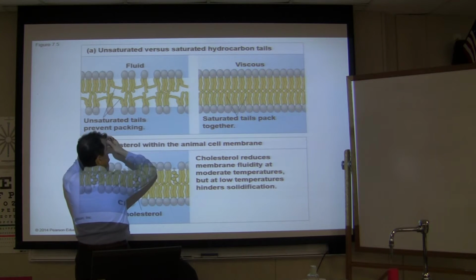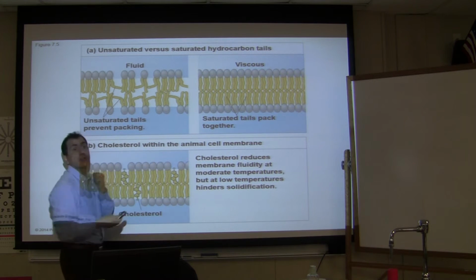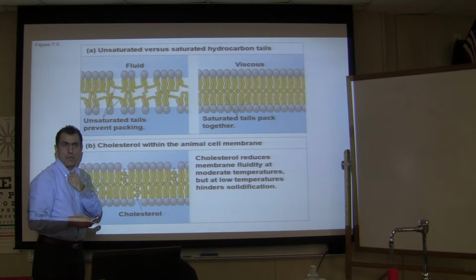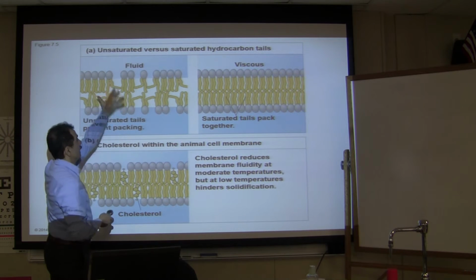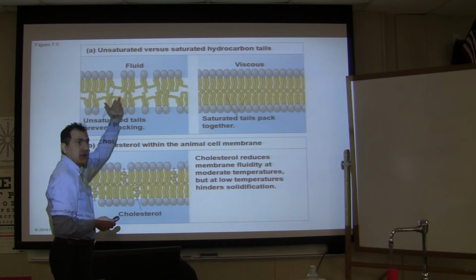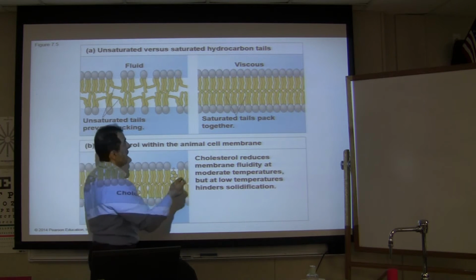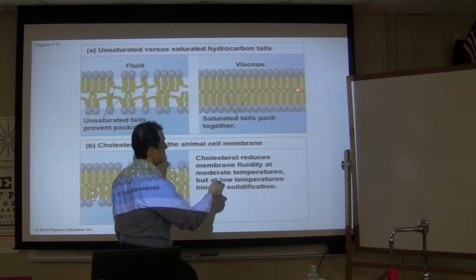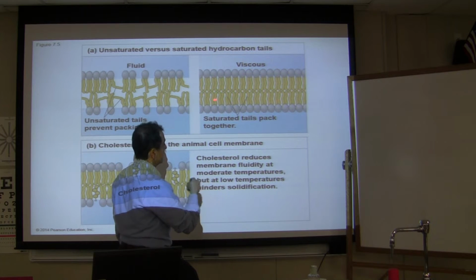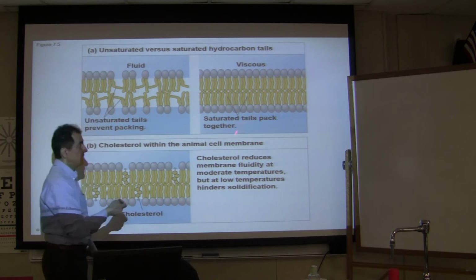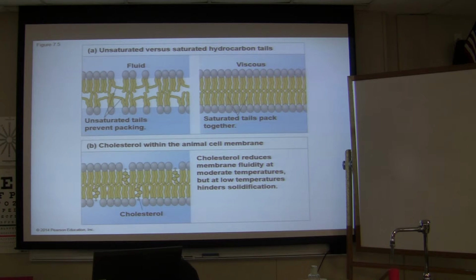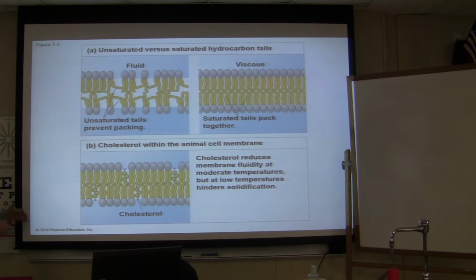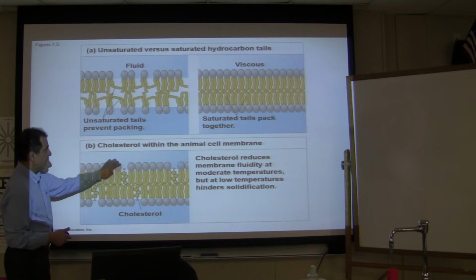So if you have a membrane like this, it is porous. A porous membrane is more fluid. Stuff can come in and get out easier. If you have a membrane where they're all saturated fatty acids, that's a viscous membrane. Pretty much it does not allow much of anything to come in and out.